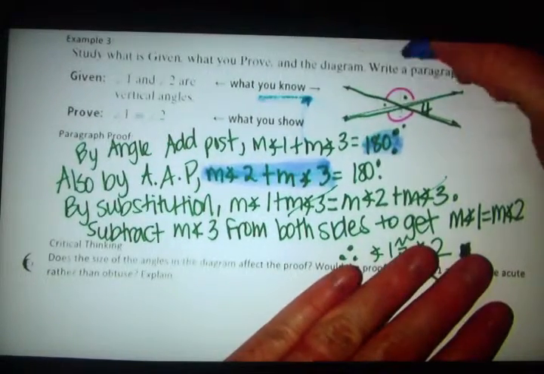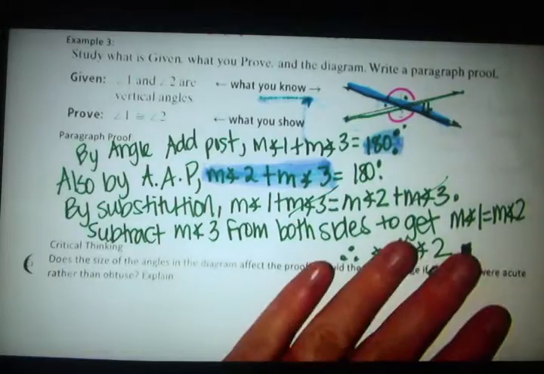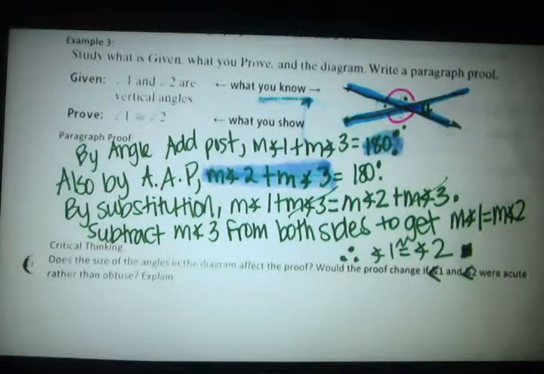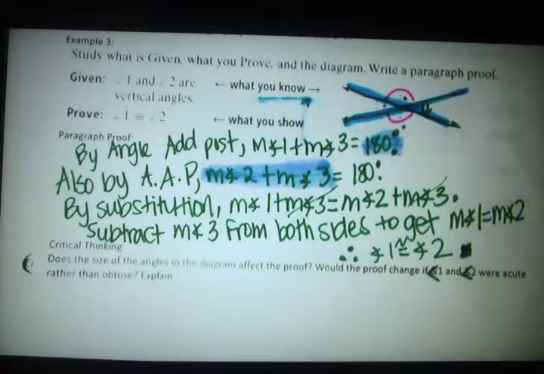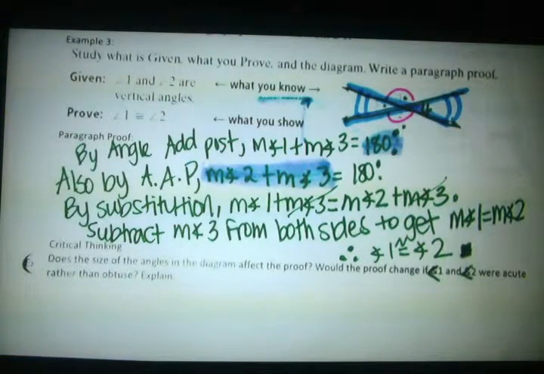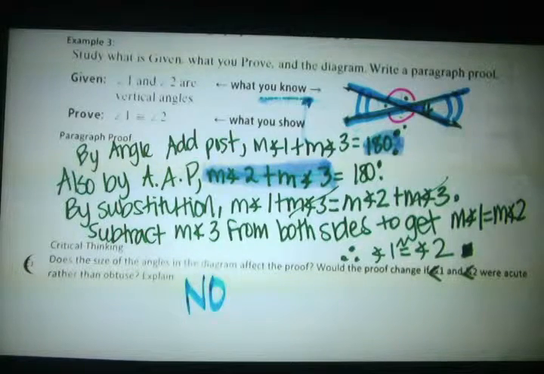I could say by the angle addition postulate, angle 1 plus angle 4 is 180 degrees. And by the same, I could say angle 3 plus angle 1 is 180 degrees. So same ideas here, just switching them out. Then I could subtract angle 1 from both sides and get angle 3 is congruent to angle 4. So I can go through the same exact proof, and no, it does not matter how big they are, whether they're acute, obtuse, whatever it is. So no, it doesn't matter. I could go through and do the same proof, just with different angles, right?